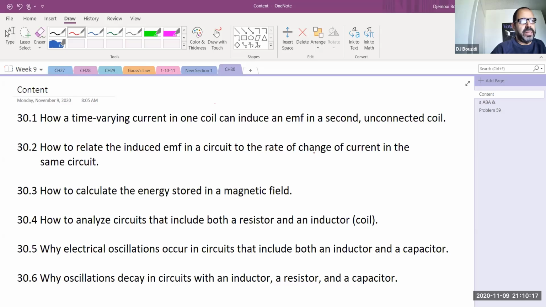So we're going to talk about the inductance, both of them, the mutual inductance and the self-inductance. Those are the symbols for them. The first one is mutual, and the second one is self. Okay, inductance.